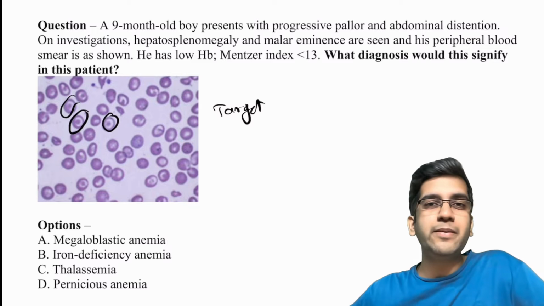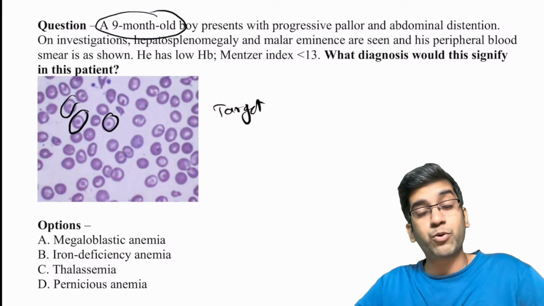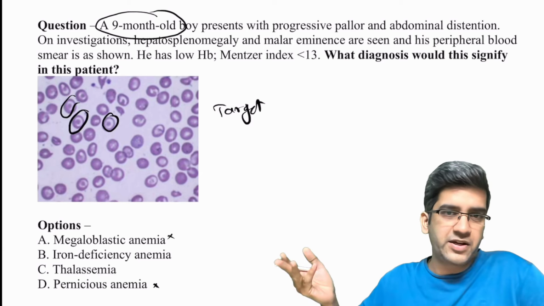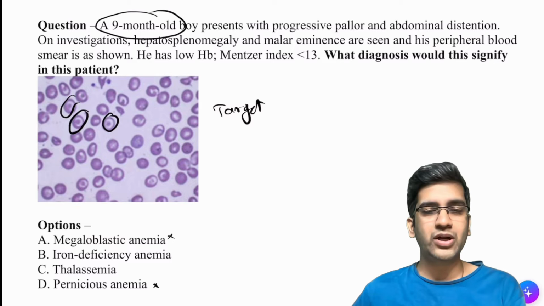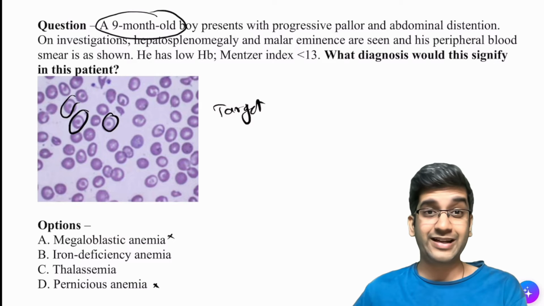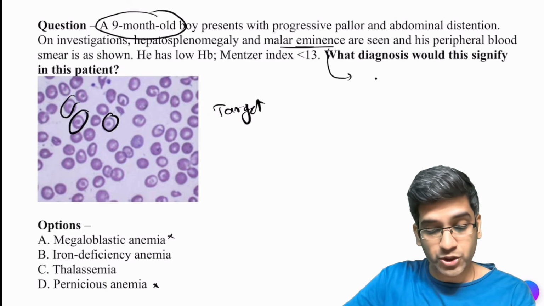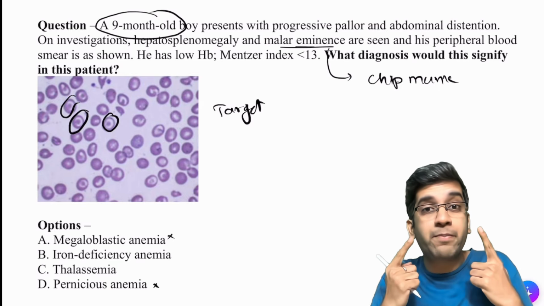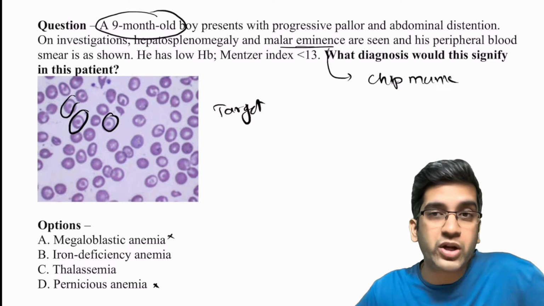Actually, there are multiple clues in this question. Right from the age, 9-month-old progressive pallor, very unlikely for a megaloblastic anemia or a pernicious. Pernicious is also by default megaloblastic, right? IDA can happen at 9-month-old, but there should be a reason, and progressive pallor is very unlikely. Hepatosplenomegaly, malar eminence, these all points to just one more MCQ. I want you to remember this guy: chipmunk facies or hemolytic facies. Because the bone marrow becoming hyperplastic, all these bony prominences becomes more evident there, right?